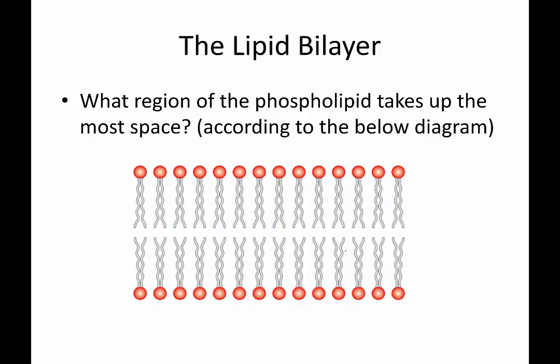So here's a question for you to ponder. What region of the phospholipid or lipid bilayer takes up the most space? If you want to, use the diagram below to help you formulate your answer. Now that you've taken some time to do that, hopefully you came up with the hydrophobic region taking up the most space. That's absolutely correct. As you can imagine, a phospholipid has a very long tail and a very short or tiny head region. So actually the hydrophobic region takes up the most space.